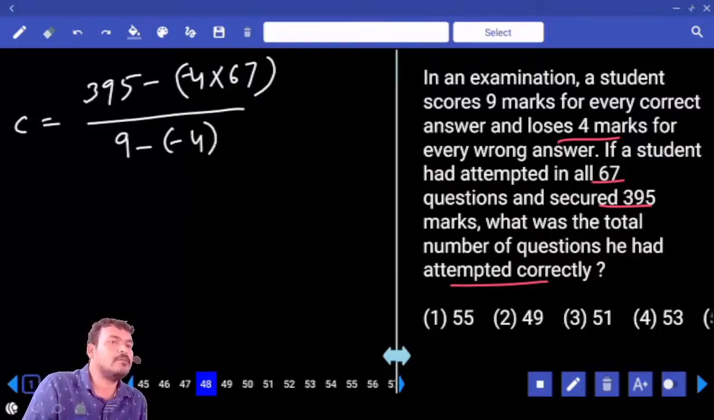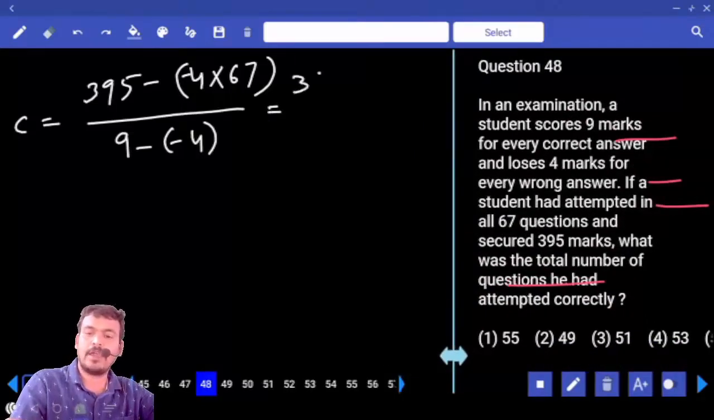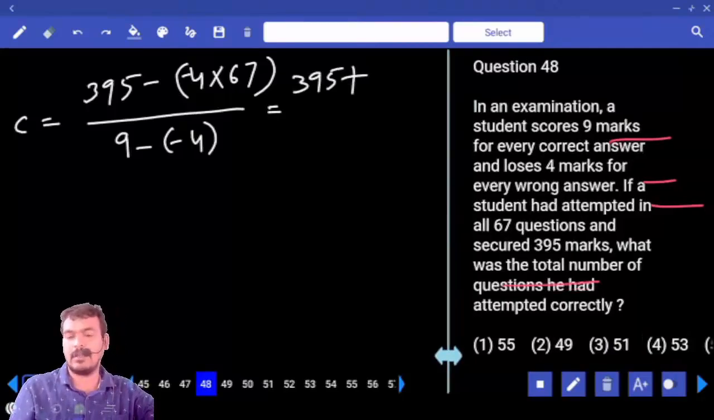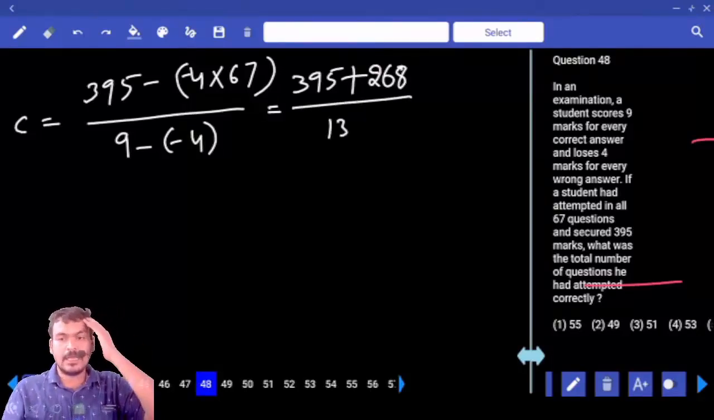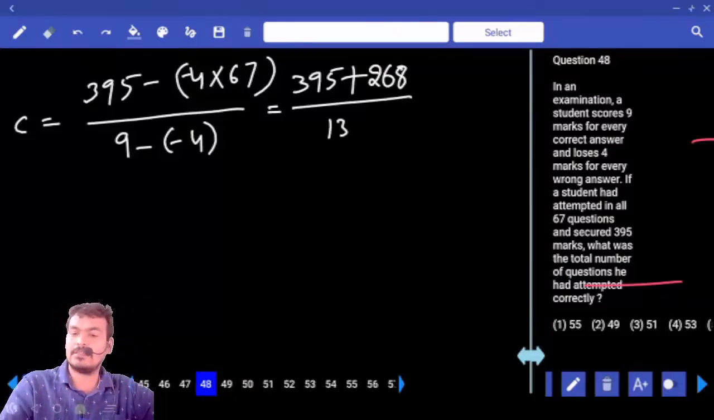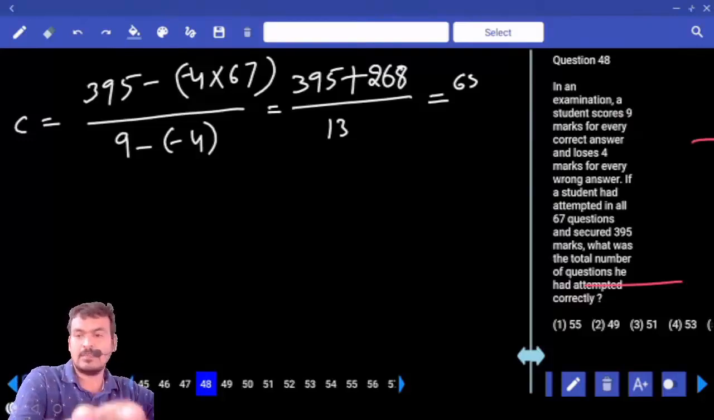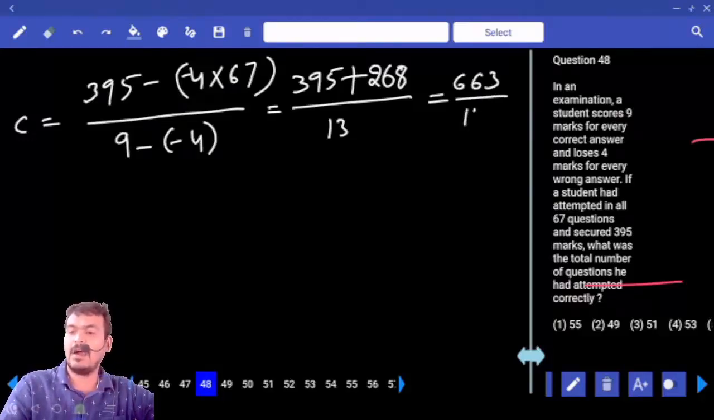Okay. Numerator is the number of marks. Denominator is each one question's marks, or not? Then we get the number of correct questions or wrong questions? Correct questions. 395 plus 4 into 67, how much? 268 by 9 plus 4, that is 13, or not? Okay. 395 plus 268. Both are adding, it is 600... 650... 663. 663 by 13, almost 51.